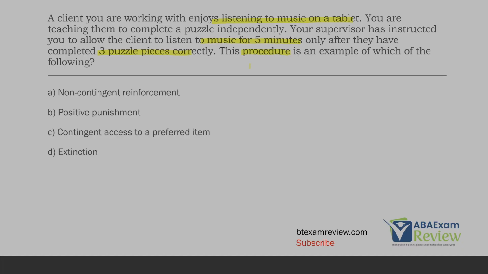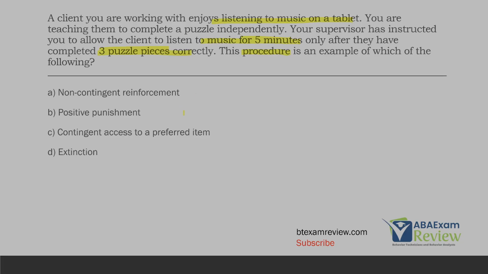So let's just look at answer choice A. Is this non-contingent reinforcement? Well, do we have a contingency? We do. If you want to listen to music for 5 minutes, you've got to complete 3 puzzles correctly. That is not non-contingent. The music is contingent on you completing the puzzle correctly. Are we using positive punishment? Well, no, it doesn't appear so. It appears they enjoy listening to music. It appears that completing puzzle pieces leads to the music, so it doesn't appear that positive punishment is in play.